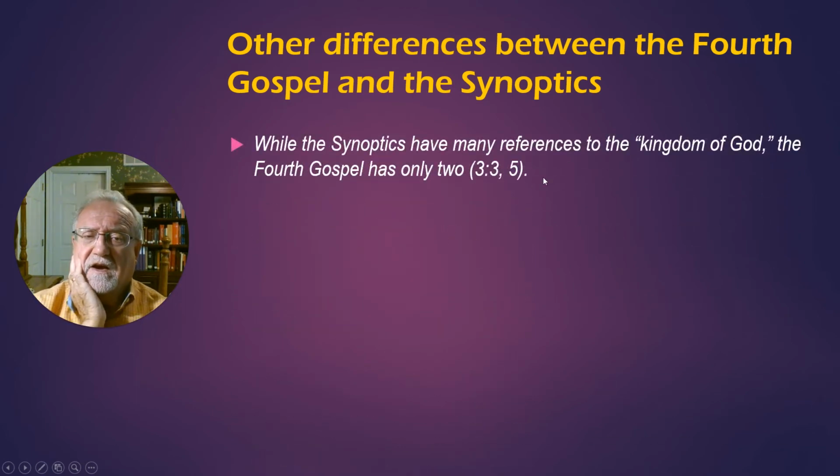For instance, the Synoptics have many references to the kingdom of God, or in Matthew's Gospel, the kingdom of heaven. In the fourth Gospel, there are only two, and they're right together. In Jesus' statement to Nicodemus, unless one is born again, he cannot see the kingdom of God. But the phrase, the kingdom of God, is not a common phrase in the fourth Gospel.